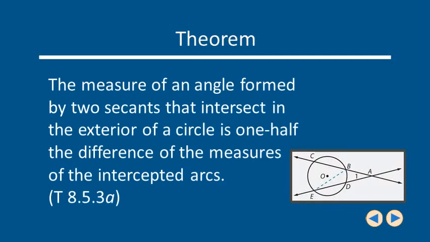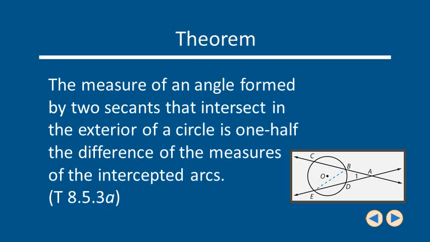Now, what about if you move this point of intersection between these two secants outside of the circle? Your theorem here, and let's repeat this a few times: the measure of an angle formed by two secants that intersect in the exterior of a circle is 1/2 the difference of the measures of the intercepted arcs. So if it's on the interior, it's 1/2 the sum, or the average. Now it's going to be 1/2 the difference, okay?